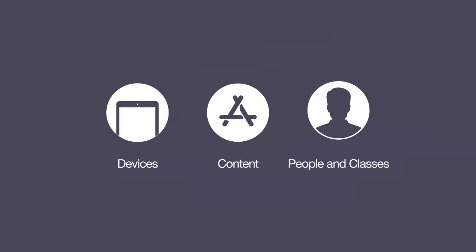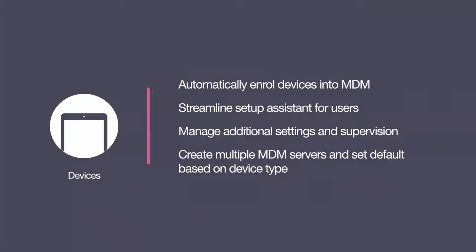So, Apple School Manager, what does it do? Well, it's a central place to manage devices, content and apps, people and classes. It enables automatic enrollment of devices into an MDM at the point of device activation, i.e. straight out the box. It streamlines the Setup Assistant, enabling your users to suppress certain options when used with an MDM. You can manage additional settings and ensure macOS and iOS devices are supervised, which is critical for education deployments.